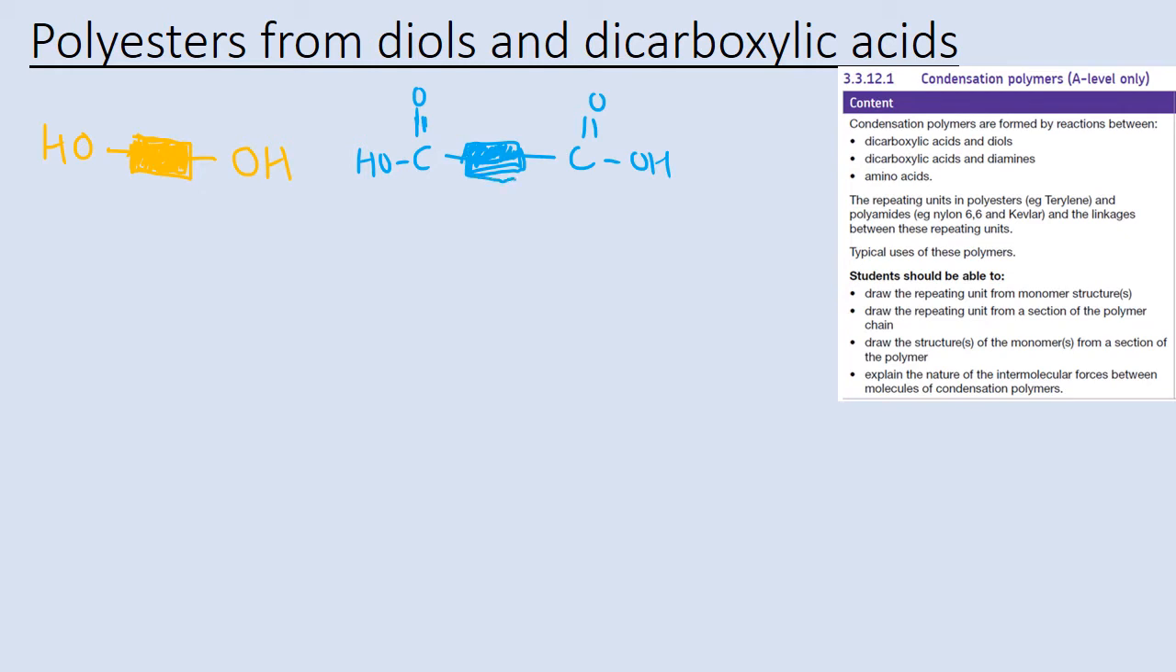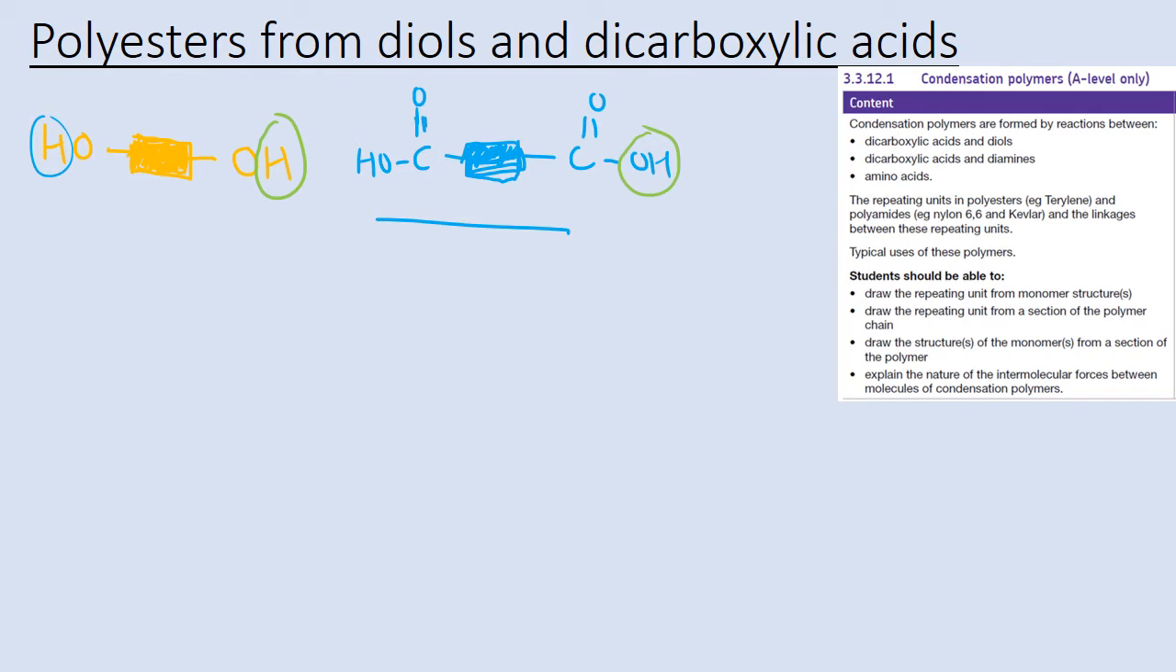Now, if we were to react these two together, what can happen is one carboxylic acid can react with the alcohol over here and form an ester. But then what can happen is another one of these can come along and join to the other end. So you literally have a carboxylic acid.